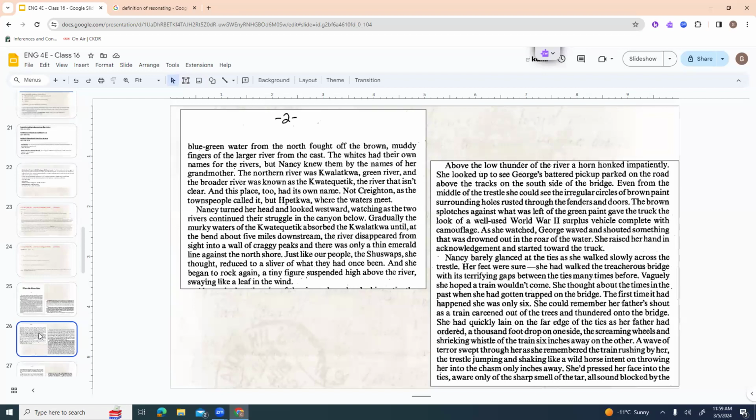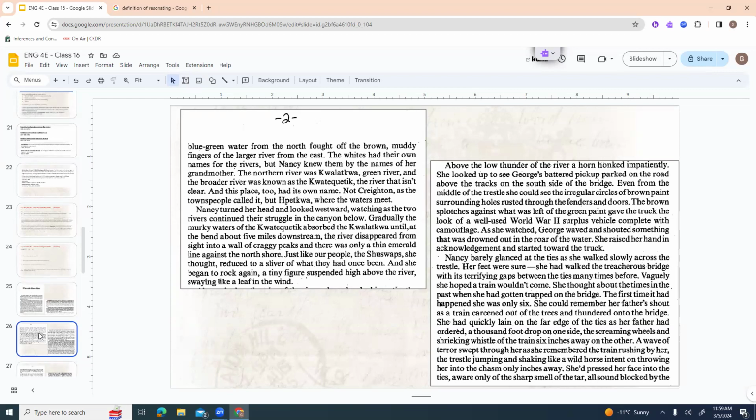Above the low thunder of the river, a horn honked impatiently. She looked up to see George's battered pickup parked on the road above the tracks on the south side of the bridge. Even from the middle of the trestle, she could see the irregular circles of brown paint surrounding holes rusted through the fenders and doors. The brown splotches against what was left of the green paint gave the truck the look of a well-used World War II surplus vehicle, complete with camouflage.